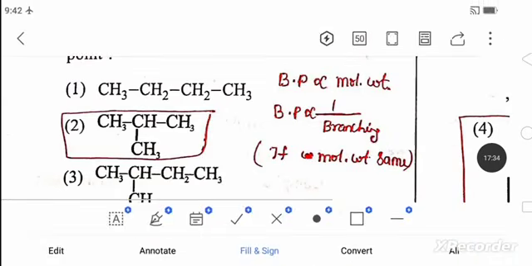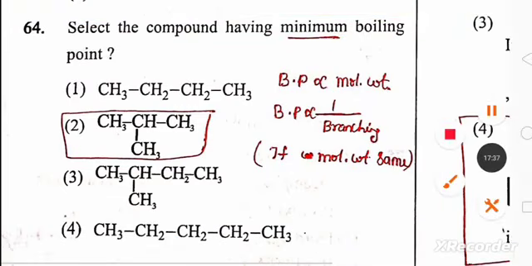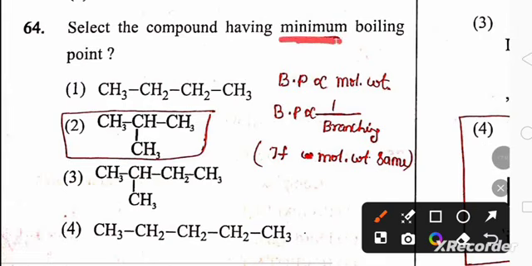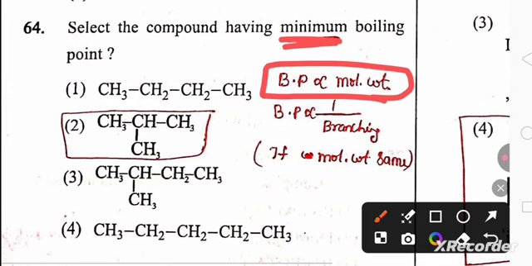Next question. In the next question, children, select the compound having the minimum boiling point, the lowest boiling point among the four. We know boiling point depends on the molecular weight, and as the number of carbon atoms increases, there will be a higher boiling point. Among the four, options 3 and 4 have 5 carbon atoms, so they don't have the minimum boiling point.